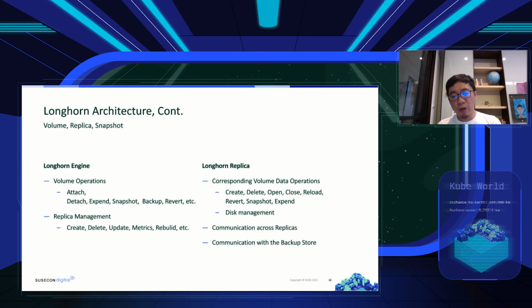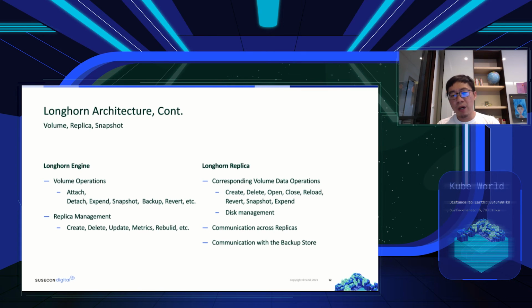So what's a Longhorn replica? A replica is where the data is located. Each engine will have one or more replicas, depending on the user settings. So when a volume operation happens in the engine, it is dedicated to the corresponding replica: create, delete, open, close, reload, revert, snapshot, expand. The behavior is very similar to the engine because some operations are delegated from the engine to the replica.